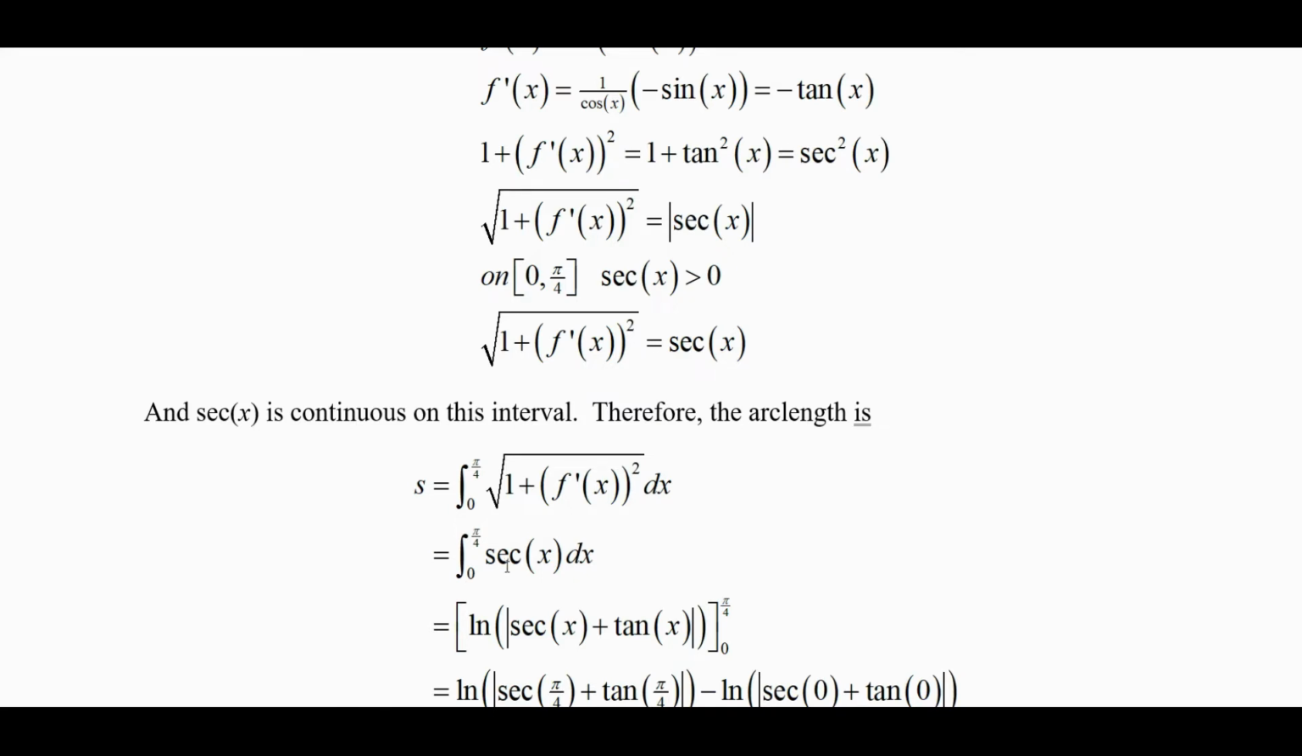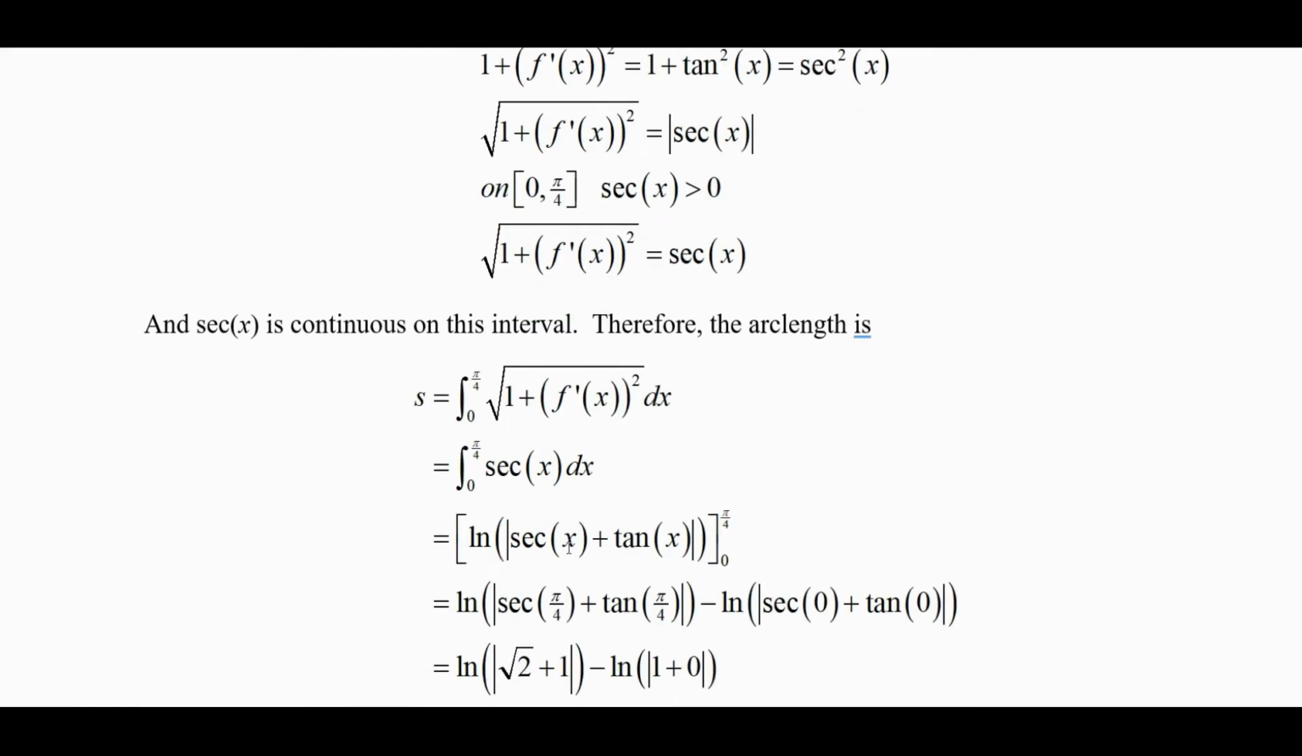Well, an antiderivative of secant of x is the natural logarithm of the absolute value of secant x plus tangent of x. We evaluate from 0 to pi over 4, plug in pi over 4's here, minus, and then plug in zeros. Secant of pi over 4 is the square root of 2. Think of that as a triangle with sides of length 1, 1, and square root of 2. The angle would be pi over 4. And so the secant of that is hypotenuse over adjacent, which is square root of 2 over 1, which is square root of 2.